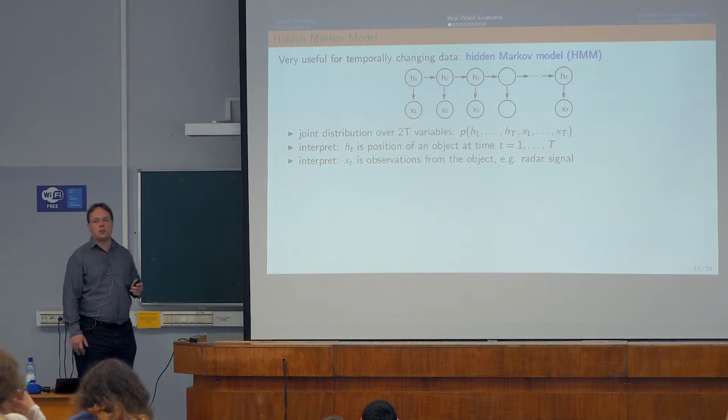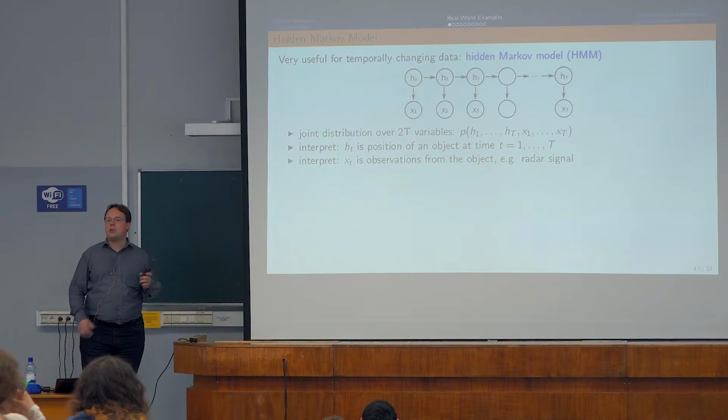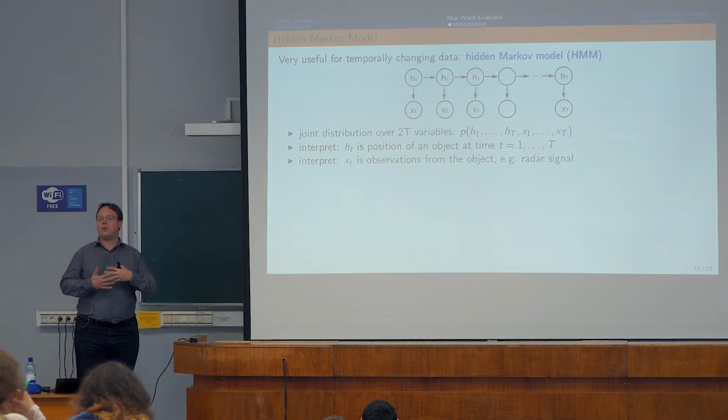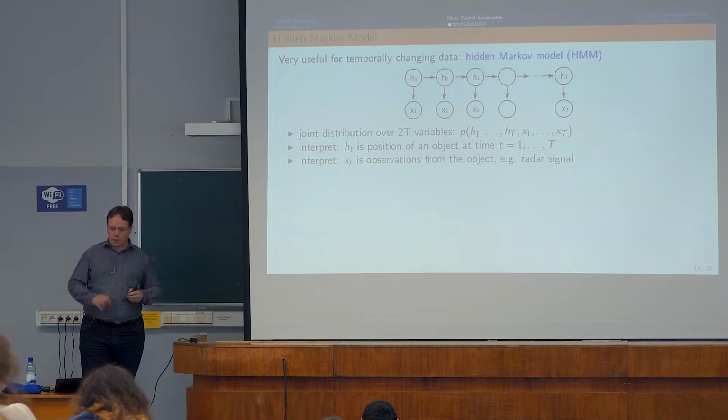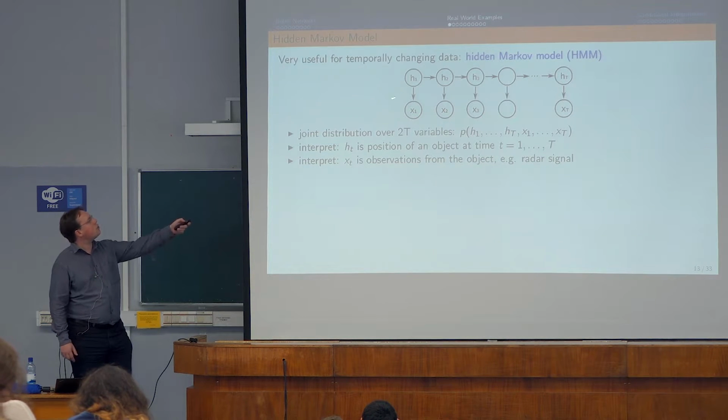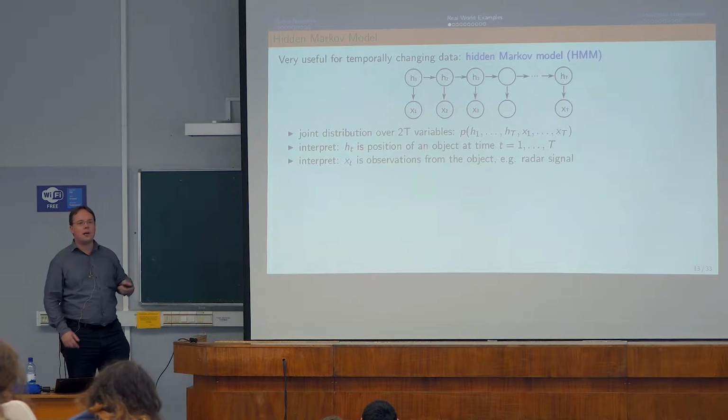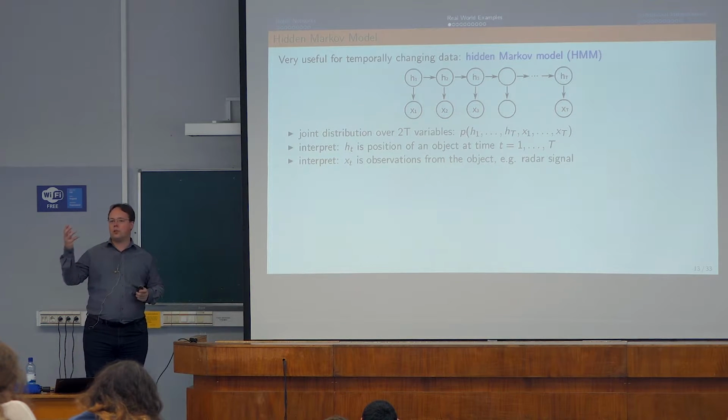And typically these things emerge in a place where you want to model some kind of temporal process. For example, a moving object. So the h could be a random variable that specifies where a certain object is at a certain time.